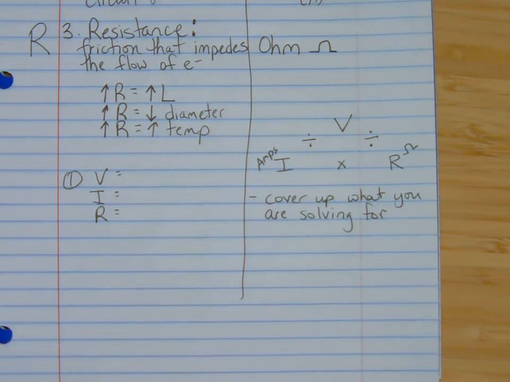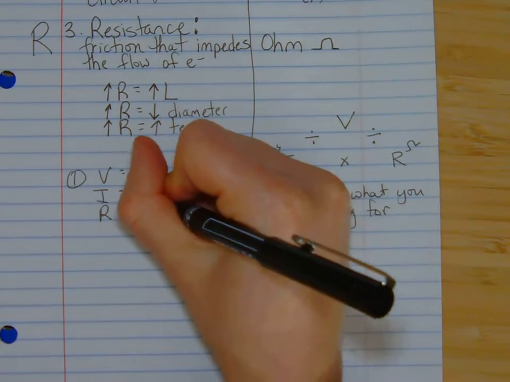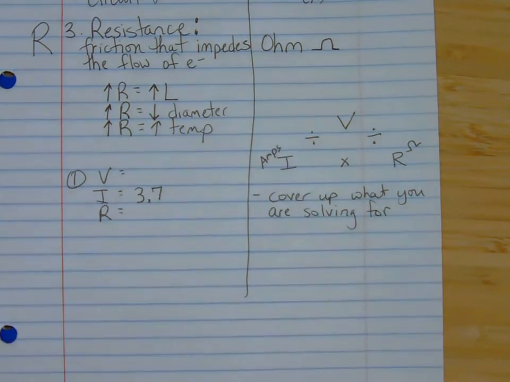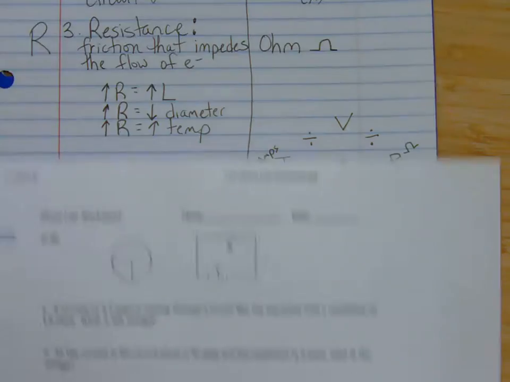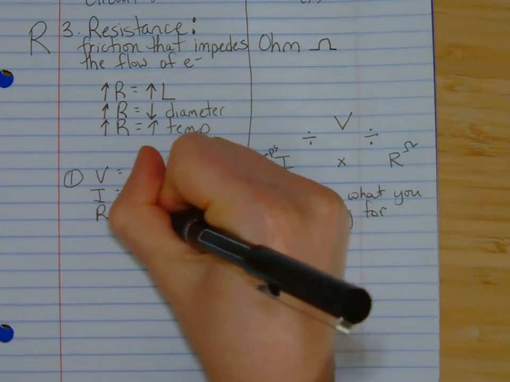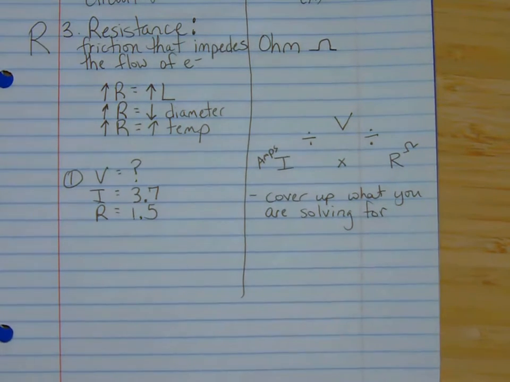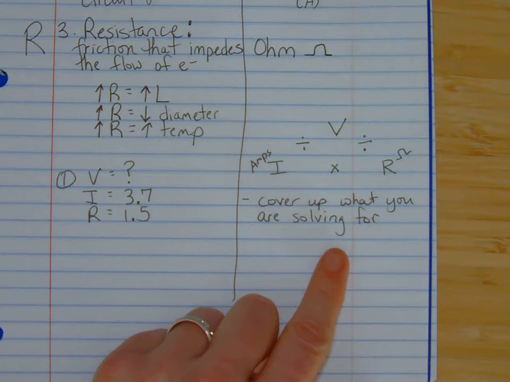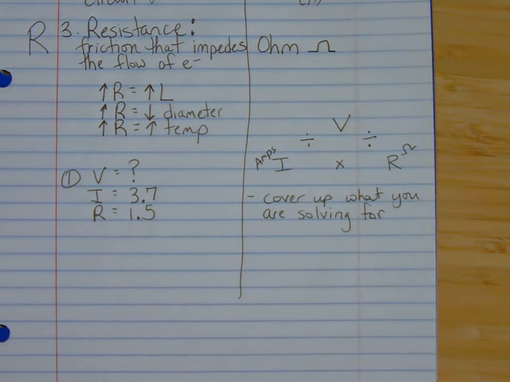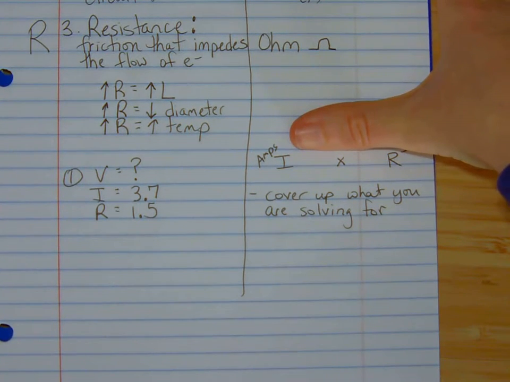And in this problem, it says a current of 3.7 amps. So my current is 3.7. It's a resistance of 1.5 ohms. So my R is 1.5. Then it says, what is the voltage? That's my question mark. That's where hopefully this makes sense now. Cover up what you are solving for. This is one of those times my fat thumbs are helpful in my life. I'm going to cover up voltage because that is what I want to know.